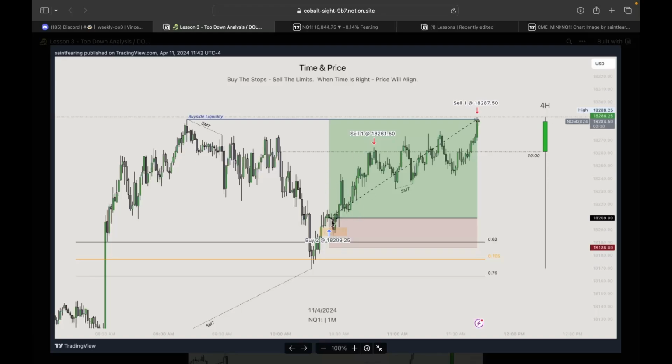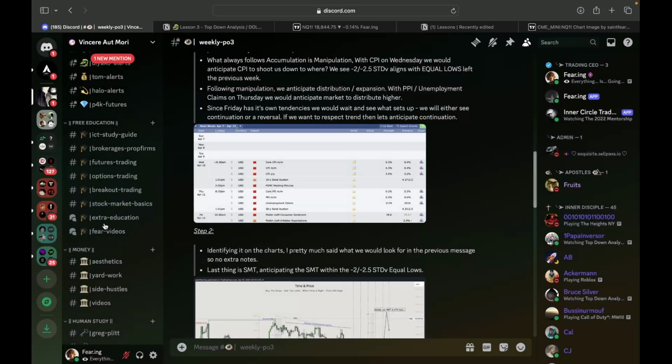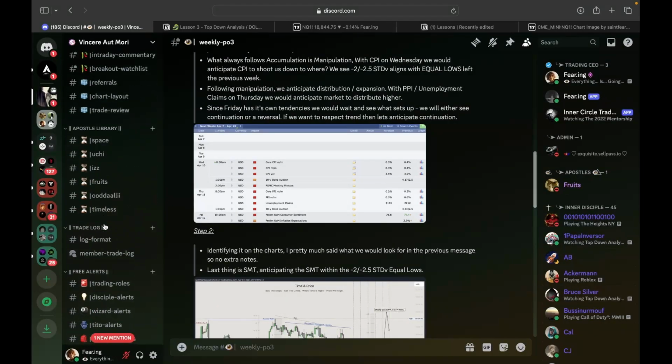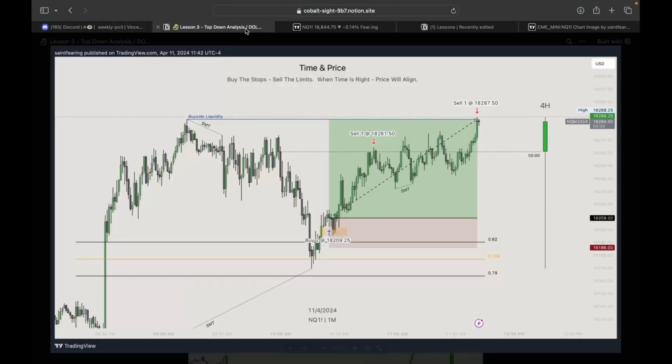What is significant about this trade? This was actually taken in our live trading call, which you can find by scrolling through here, the trade review. You can scroll back to April 11th. So that's what we look at. Obviously here we sold at the 10 a.m. opening and at this buy side level.